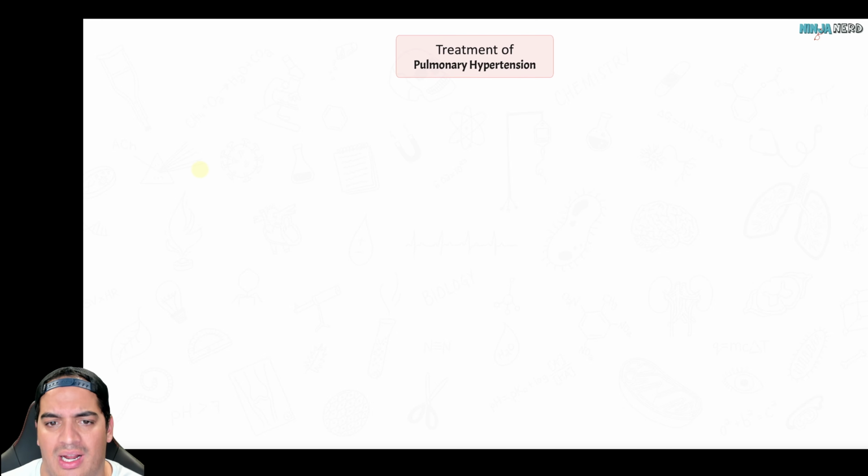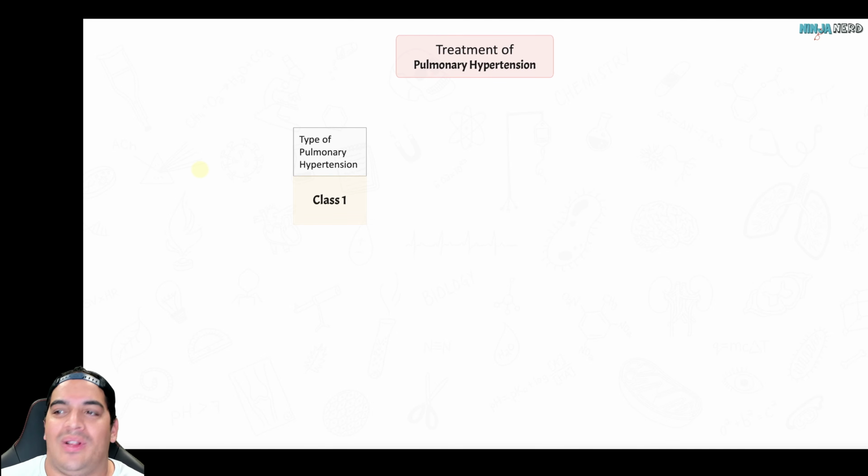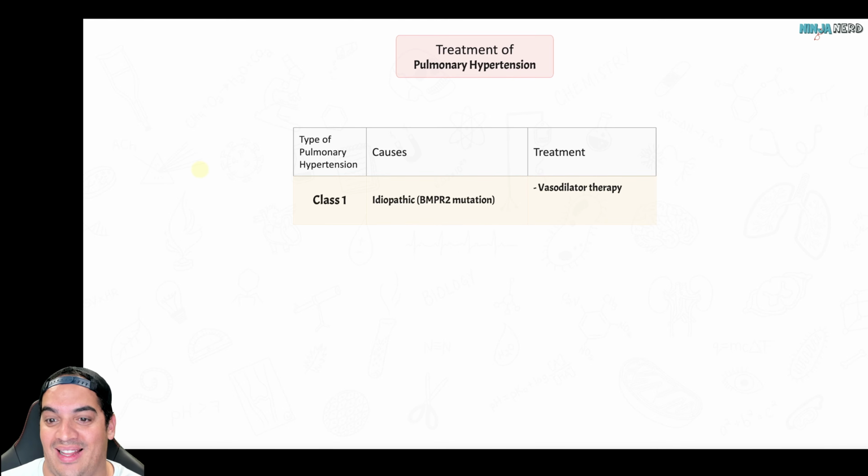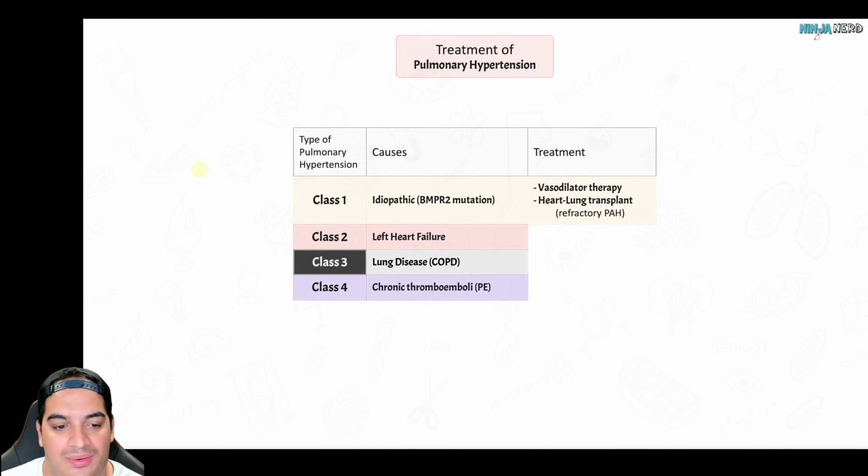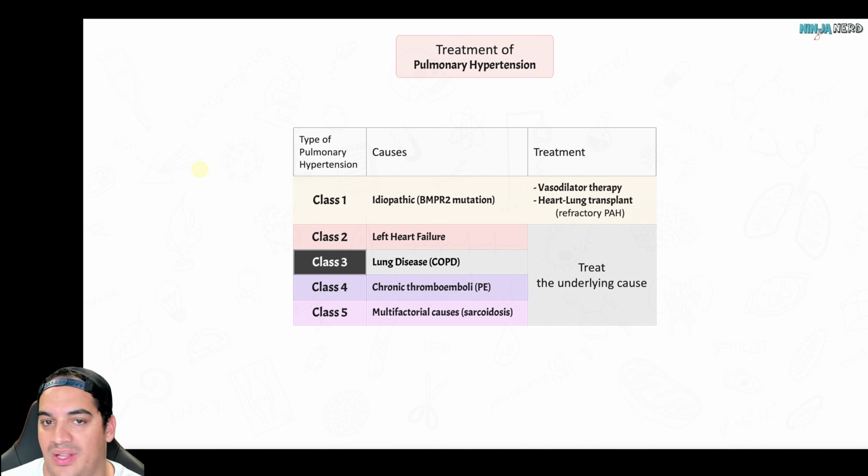Well, in this patient, I really want to determine what type they have. Because in class 1, that's the only one where I'm going to use vasodilator therapy, and if they fail, a heart-lung transplant. For class 2, class 3, class 4, and class 5, it's all about treating the underlying disease. So I'm not even going to worry about that. I'm just going to talk about class 1.